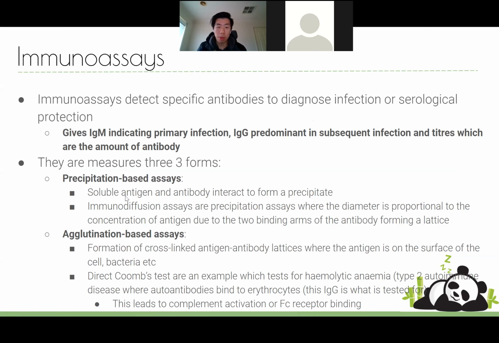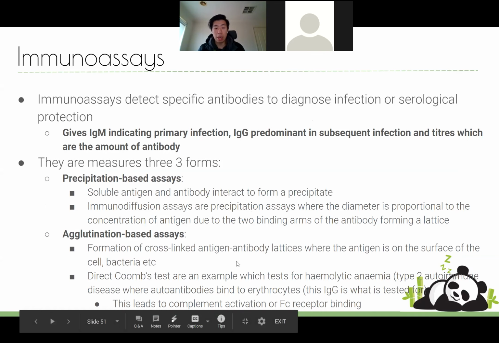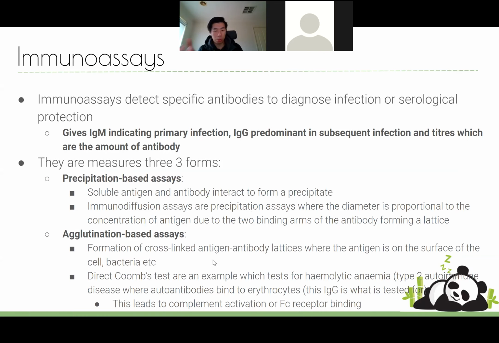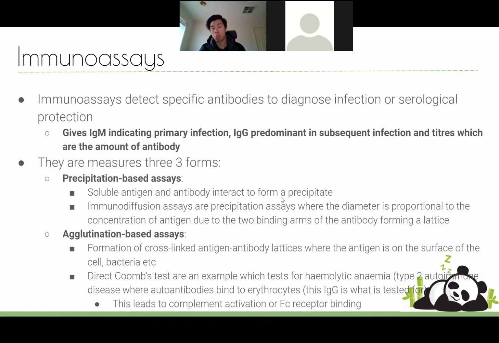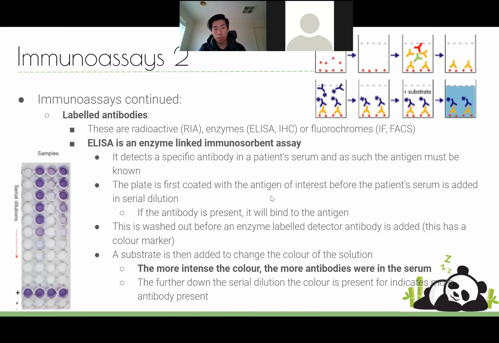Precipitation-based assays are where the antibody and antigen combine and form a precipitate. Basically, they concentrate down to a point. Then there are agglutination-based assays, where they clump together instead of forming a lattice structure. It's basically the same mechanism, where they look at what's come out, and if it's significant, then you have that antibody present. You can also get labeled antibodies, which use radioactive labels, enzymes as in ELISA, or fluorochromes.